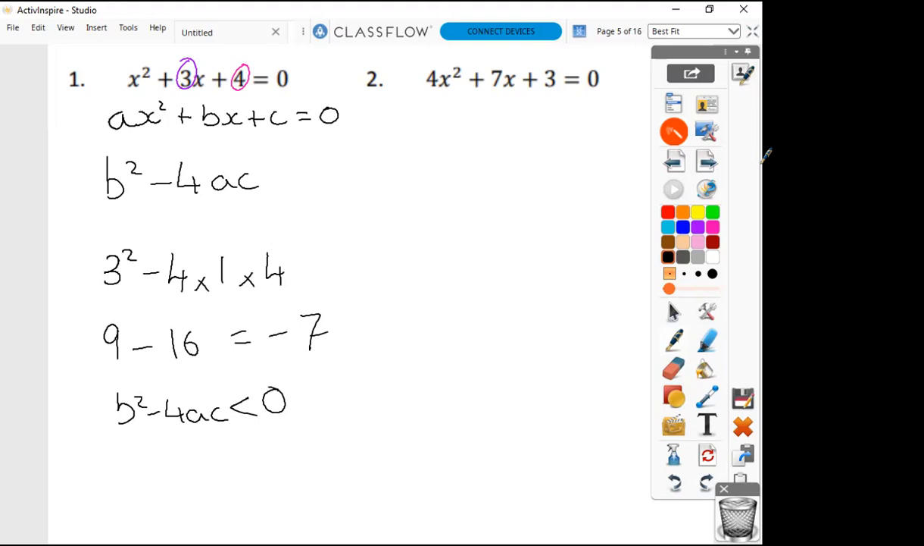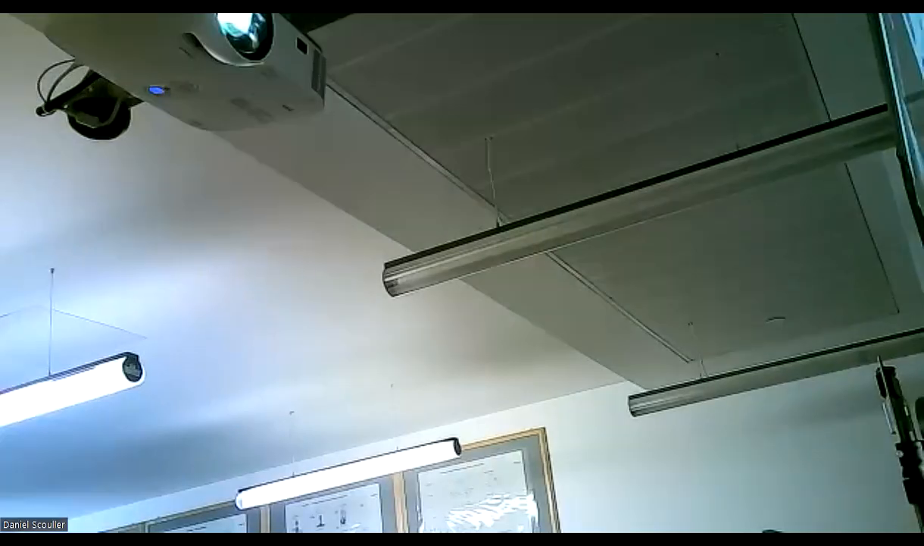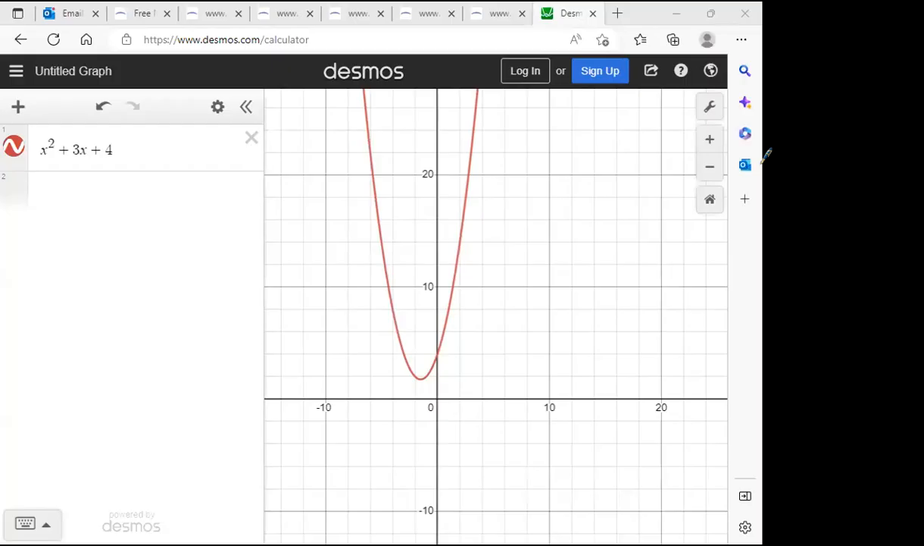Can't see Desmos. Two seconds. See Desmos there.